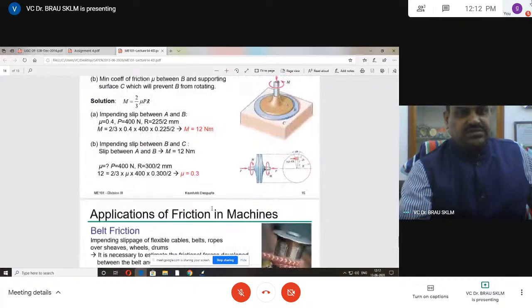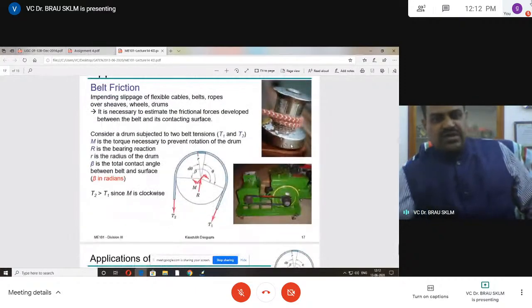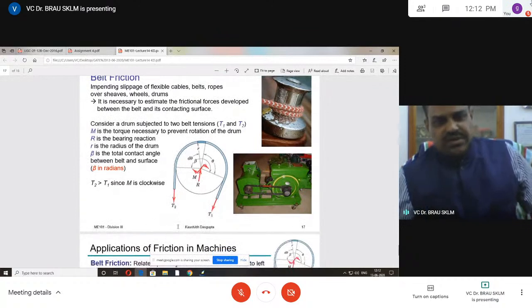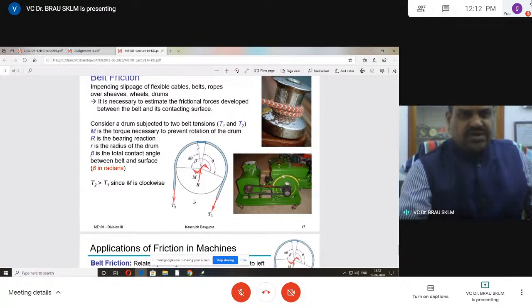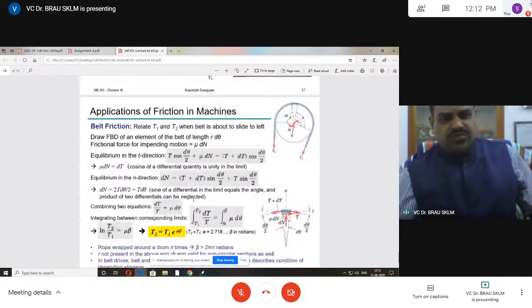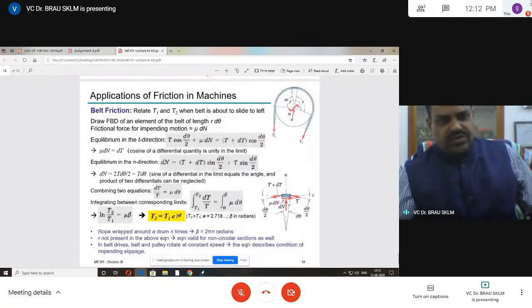Friction in machines, belt friction, which we have already considered, but without friction. If we consider the belt friction, then the tensions are not the same, T1, T2. We were always considering the same tension. But if friction is there between these two surfaces, they are not the same. You have already done this even in intermediate. T1 by T2 is equal to e power mu theta. If mu is 0, e power 0 is 1, so T2 is equal to T1. That is the assumption we are using, mu is 0 in this case. If mu is there, we try to consider this one.